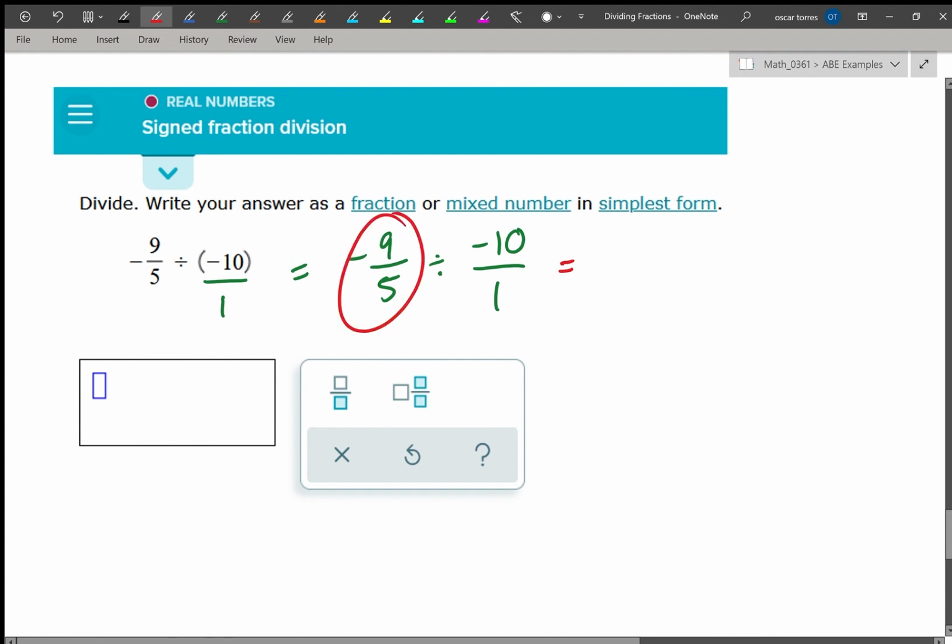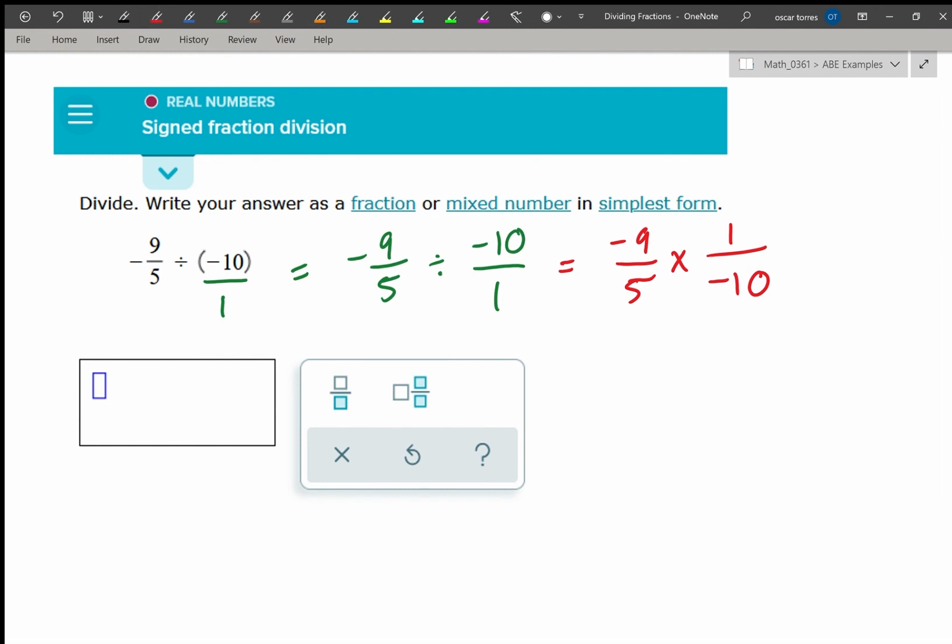So we're going to leave this first fraction alone. Again, we always leave the first one alone. We're going to change the symbol from division to multiplication, but because we do that, we need to flip the order of this last fraction. So it's going to become 1 over negative 10. So we have our expression rewritten. Now it's a matter of multiplying the fractions together.